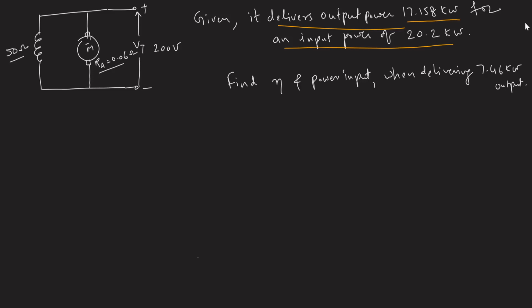Now he is asking to find out the efficiency and the input power when the machine is delivering 7.46 kilowatts power output. Okay, so this is the condition. We have to calculate the constant losses from here and then find out the input power. Output power is given, input power should be calculated. So add the constant losses plus armature copper losses to the output power to get the input power.